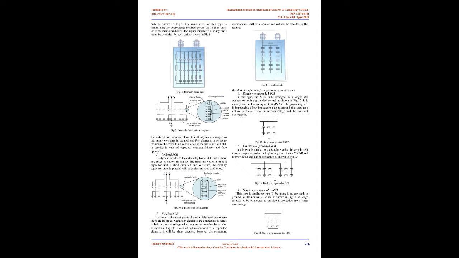Double Wye grounded SCB. This type is similar to the single Wye, but its Wye is split into two Ys to produce a high rating of more than 7 MVAR and to provide an unbalanced protection, as shown in Fig. 13.